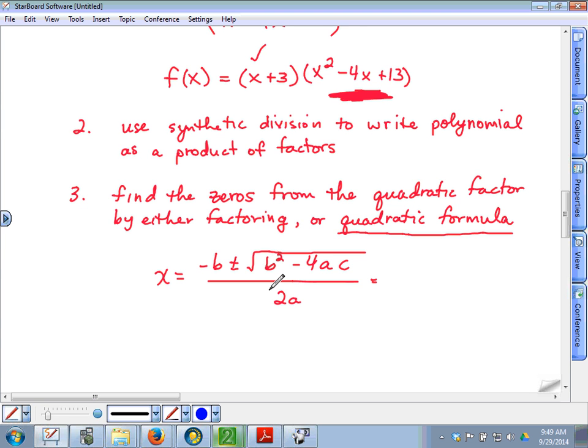Should we sing the song? I feel like we should sing the song. Plus or minus the square root, right? You remember that one? Yeah.